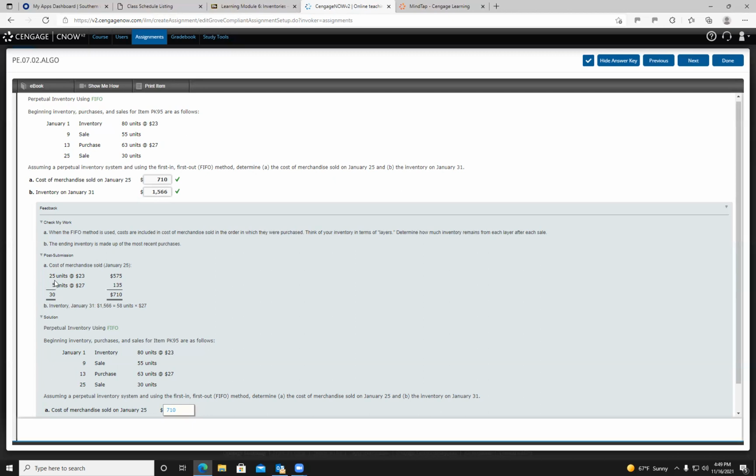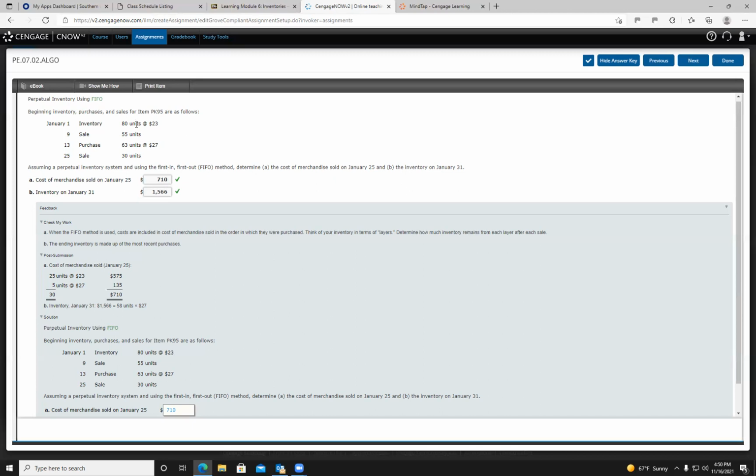So if you come down here to calculate the cost of merchandise sold on January 25th using FIFO, which is your first items purchased, first items sold, the first thing we're going to do is take the remaining 25 units that we had on hand after this transaction. We're going to take those 25 units at $23 a unit, and it's going to total $575. Now, we sold 30 units total on January 25th, because again, it's asking us what is the cost of merchandise sold on the transaction that occurred on January 25th.